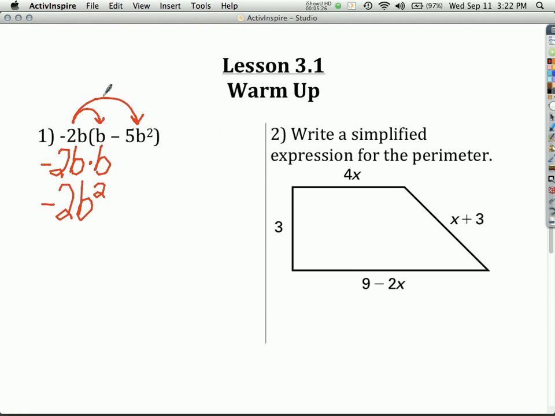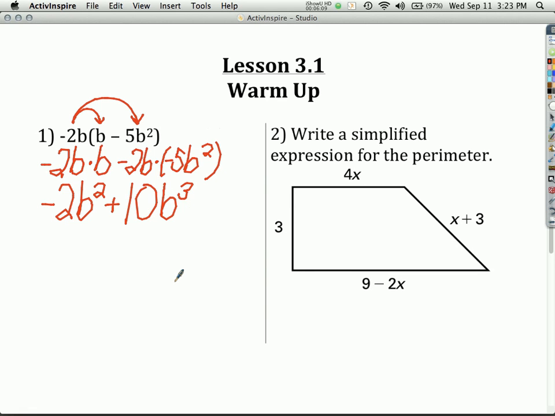Now let's do the second arrow. Negative 2b times negative 5b squared. Negative 2 times negative 5, what do we get? Alexandra? Positive 10. And what about b times b squared? What do we get with that? Valerie? Very good. B cubed. So the result of the distributive property is this.